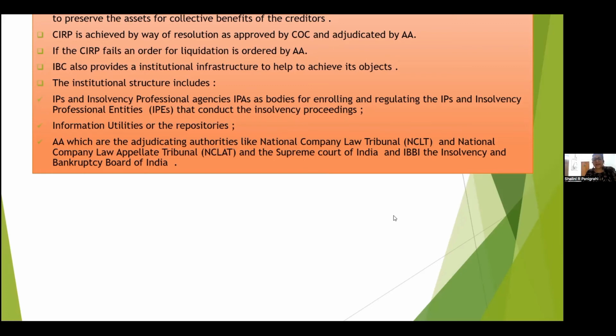Now AA is the adjudicating authority. Whenever in future we refer to AA, we will mean the adjudicating authority, which under this code is the NCLT. What is NCLT? The National Company Law Tribunal, where the IBC proceedings are handled. And the National Company Law Appellate Tribunal: if a person is aggrieved by an NCLT order, they will approach the Appellate Tribunal and then the Supreme Court. Finally, NCLT, NCLAT, and if we are still aggrieved by the order, we will go to the Supreme Court.